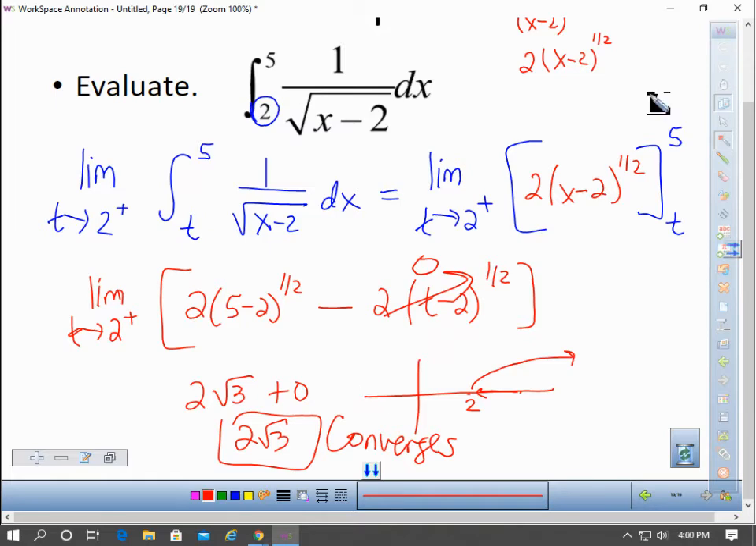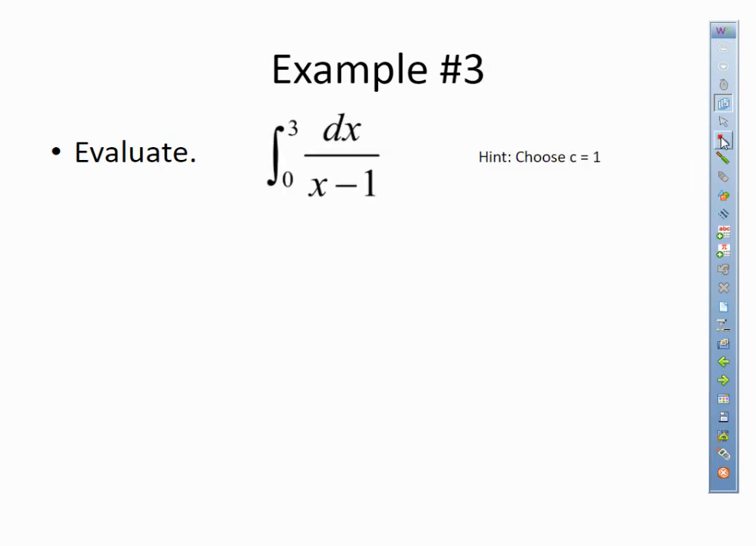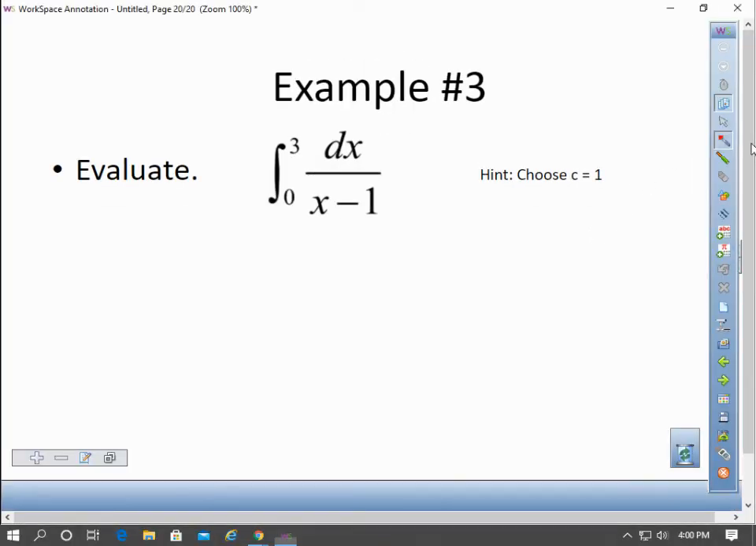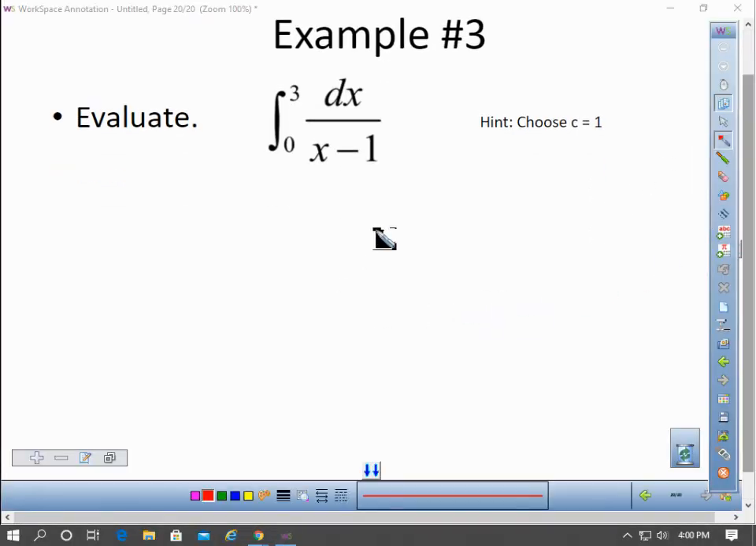That's all you're doing every single time. All right, so let's look at number 3. This one says to choose C as 1, so I kind of helped us out. So why am I having to choose C as 1 here?